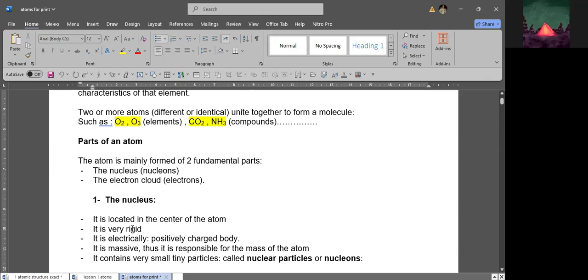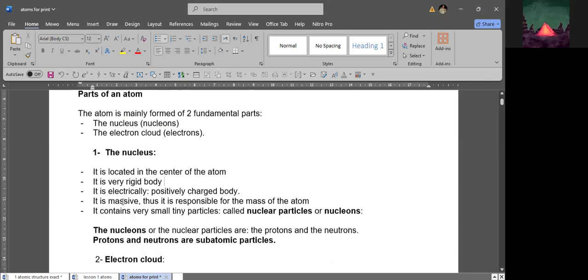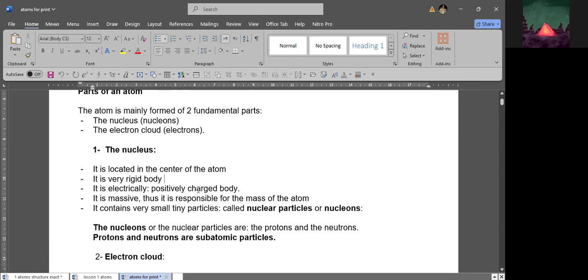It's a very rigid body. It's electrically positively charged, positive, not negative, not neutral. It's massive. هو موزن. It's responsible for the mass of the atom, هو المسؤول عن وزن الذرة, because the electrons have negligible mass with respect to the mass of the small tiny particles called the nuclear particles or the nucleons.